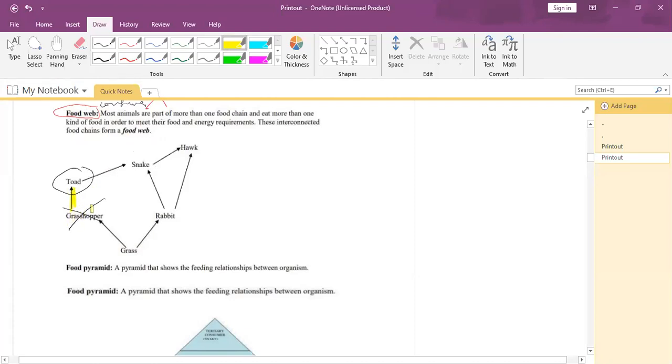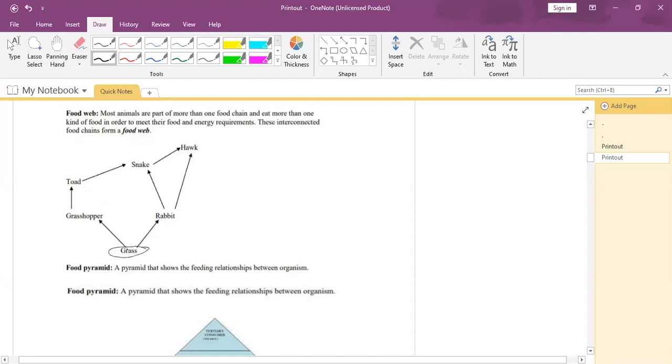If there's no source of food here, then the toad population will go down, but it's not getting any other source of food, all right? So that's how you play around with this type of diagram. You just have to know which one is a primary consumer, secondary consumer, and so on. So let's go through that.